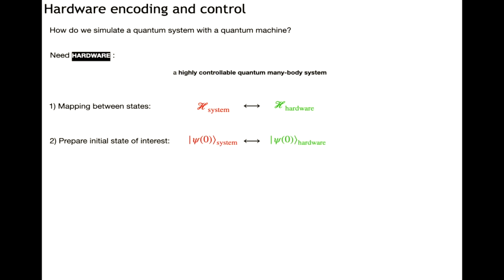right? Second, we need to be able to prepare this system in the state that we need, in the state that we like, for example, and this is where the control enters, right? So we need to prepare it in a wave function that represents the wave function that we care about.